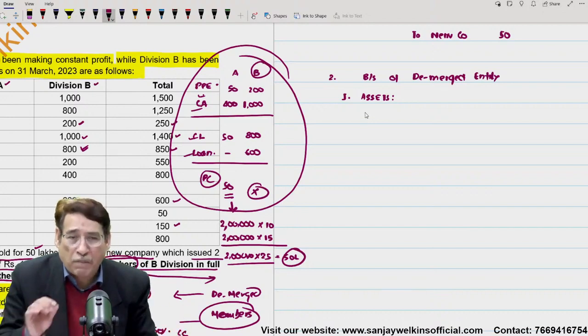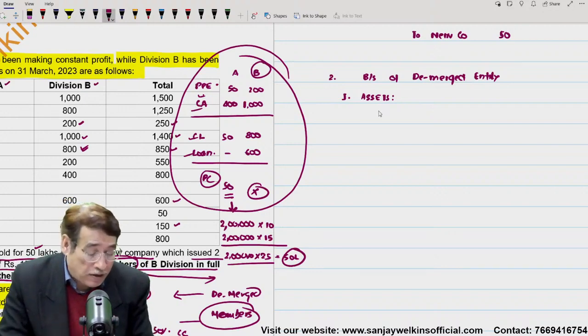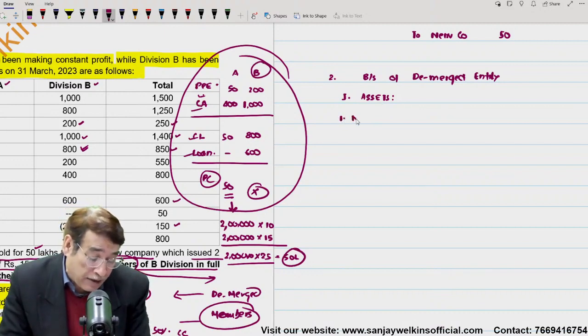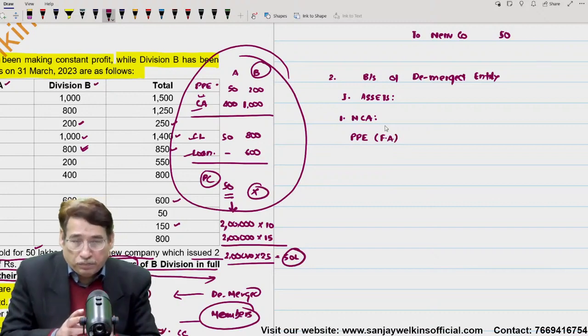Division 2 is applicable to companies following the Ind AS. Under Ind AS, we always write as per Division 2 assets first. Under the assets, we always write non-current assets first. Write NCA, non-current asset. Under the non-current asset, I am going to write property, plant and equipment. Although in the question it is given as fixed asset, I will write fixed asset in brackets. Correct?